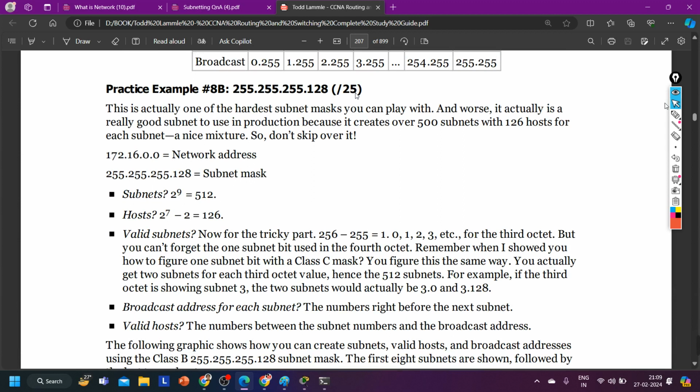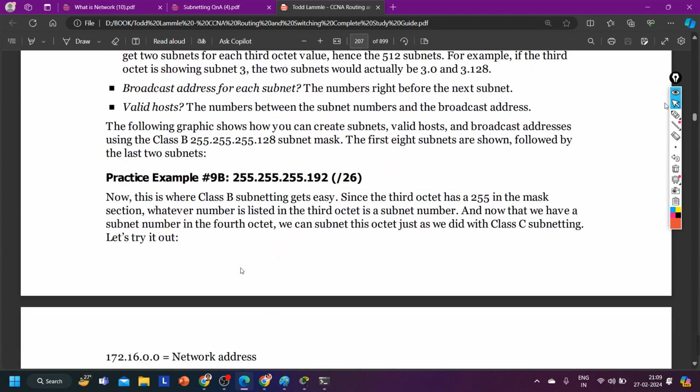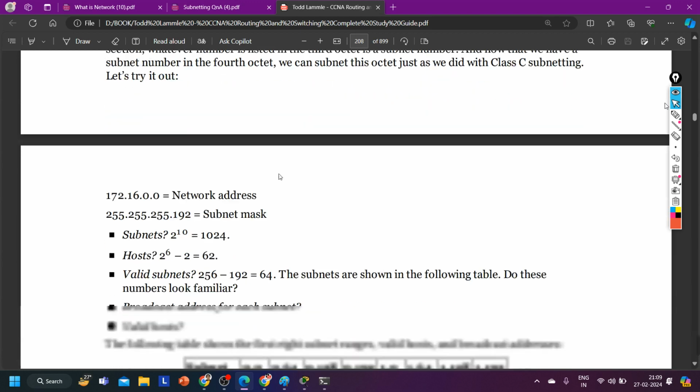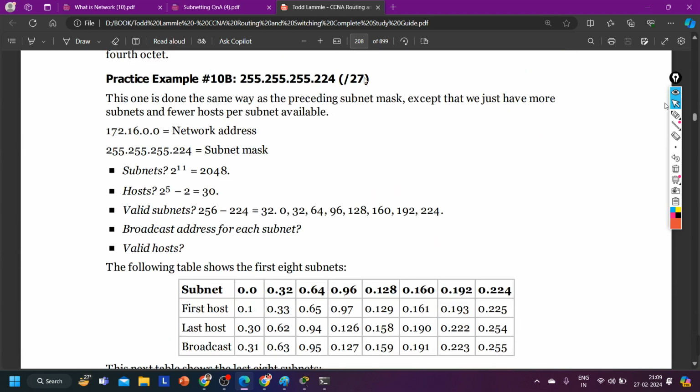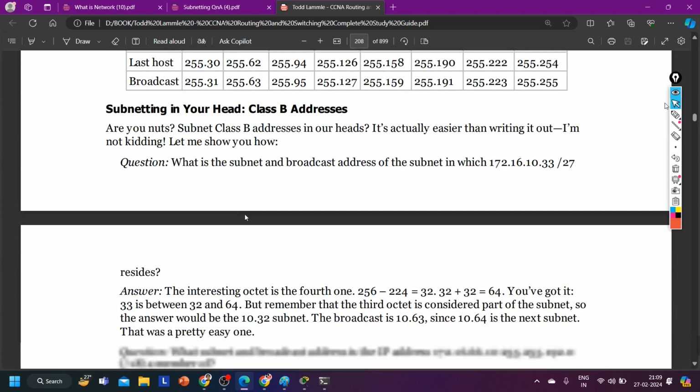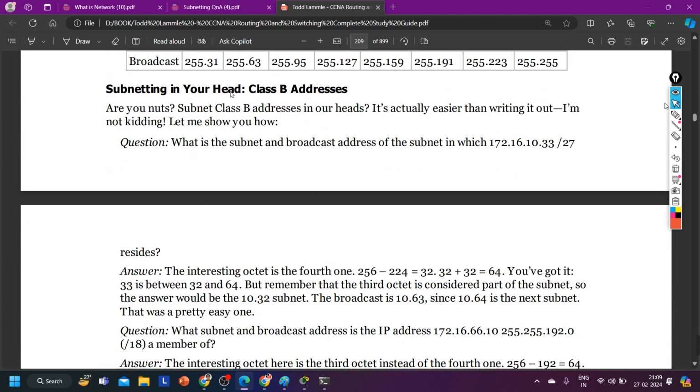Then you will do the same thing with slash 25, slash 26, and slash 27. Then class B address subnetting is in your head.